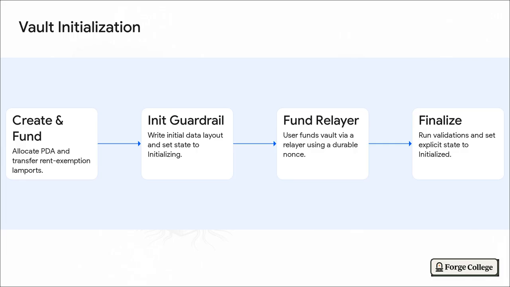Step 3, here is where the magic happens. We fund the vault via a relayer using a durable nonce. The user signs a transaction to transfer tokens into the vault referencing the nonce. A relayer holds on to this and submits it later.